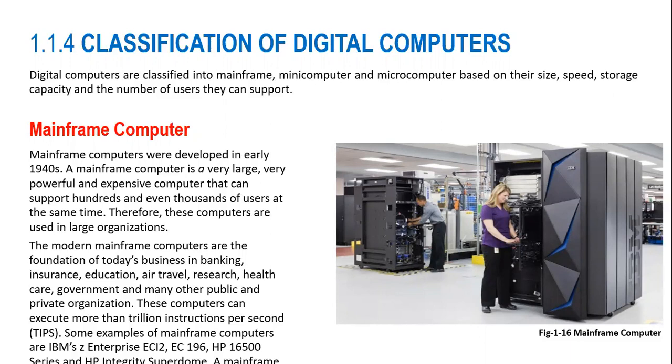These computers can execute more than trillion instructions per second. That is why it's TIPS, trillions of instructions per second. Some examples of mainframe computers are IBM's Enterprise with different series and HP Integrity Superdome.